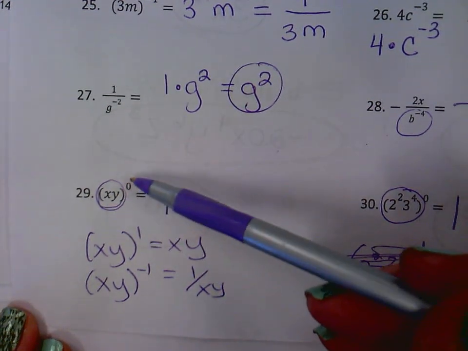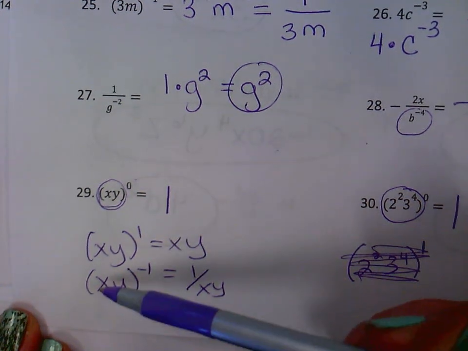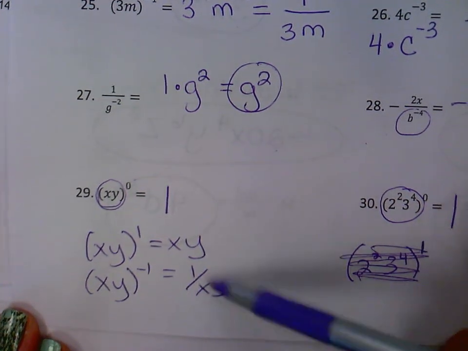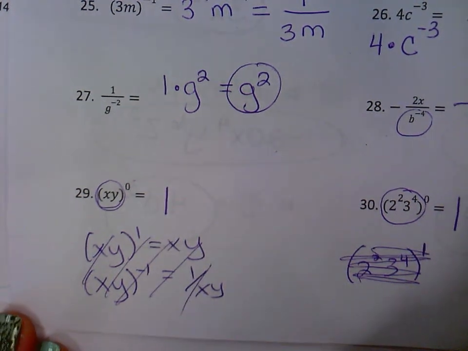Anything to the 0 power is 1. This guy to the first power is itself. This guy to the negative first power is 1 over itself. Right? These are different than what x to the 0 power is.